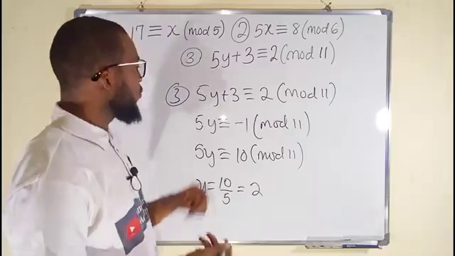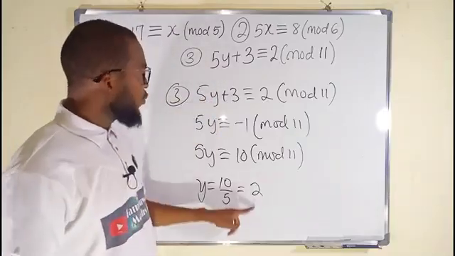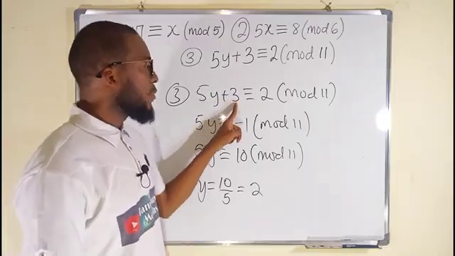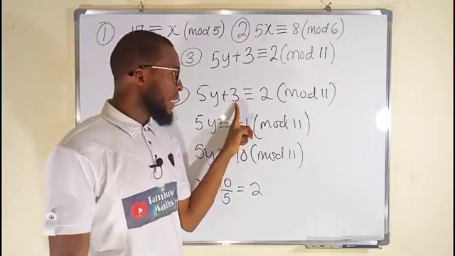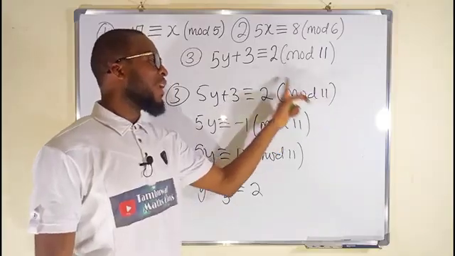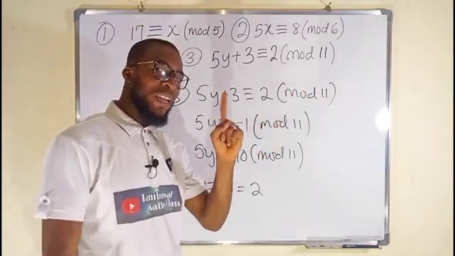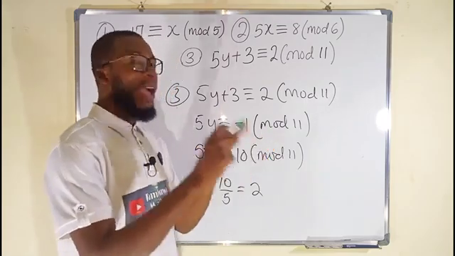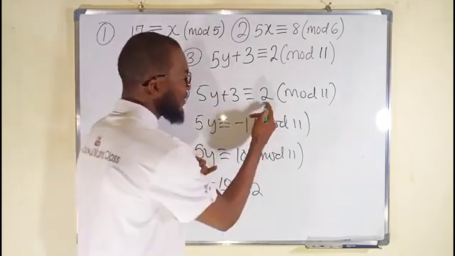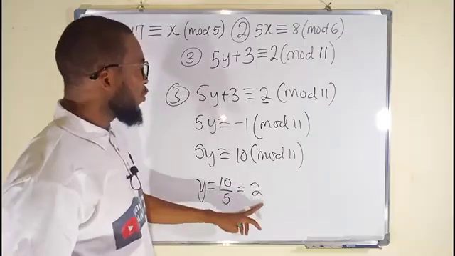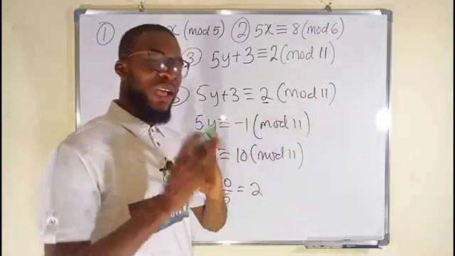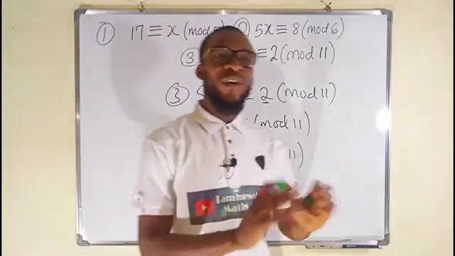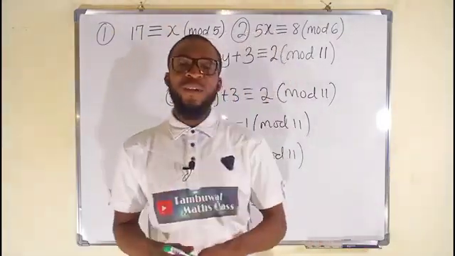Let's see whether this is true. So if y is 2, we have that 5 times 2 is 10, and 10 plus 3 is 13. How many groups of 11 are there in 13? We have only one 11, and from 11, 12, 13, we have a remainder of 2, which is this. Therefore, y equal to 2 satisfies this equation, and hence we say that y equal to 2 is our valid solution. And this is all I have for you today.